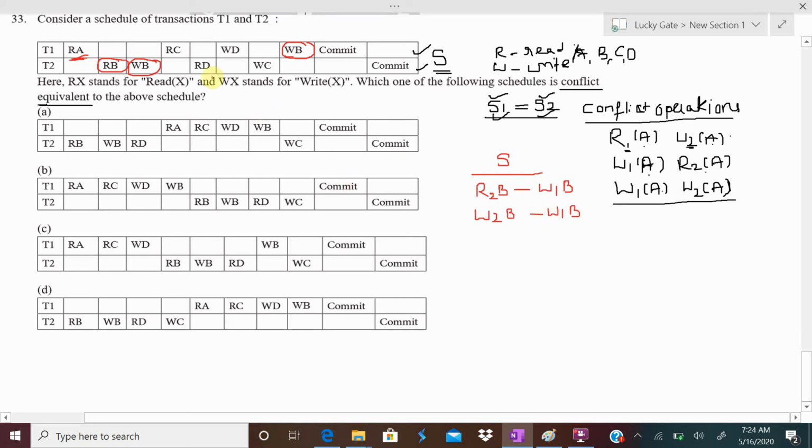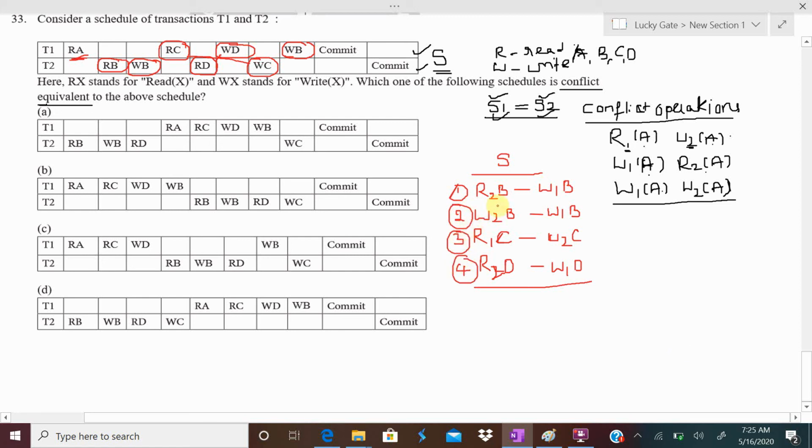Now the third operation, read C, is going to conflict with write C. You see, what is the third conflict we have? R1C is conflicting with W2C. And we have one more conflict, read 2D is going to conflict with write 1D. So we have the fourth conflict, read 2D conflicting with write 1D. And no more conflicts. Means we have these 4 conflicts in the given schedule: conflict 1, conflict 2, conflict 3, conflict 4.